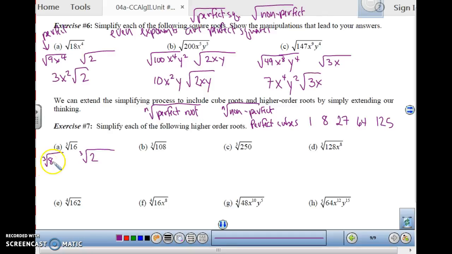What is the cube root of 8? The cube root of 8 is 2. 2 times 2 times 2 is 8. 2 times the cube root of 2. Done. All right, perfect cube, non-perfect cube for 108. Which one of these numbers goes into 108? It is 27. 27 goes into 108. It would be 27 times 4. The cube root of 27: 3 times 3 times 3 is 27, so the cube root of 27 is 3, times the cube root of 4. Don't forget, this is the cube root of 4, not the square root of 4, so it doesn't simplify any farther. All right, let's see if we can work out the rest of them in class the next day.